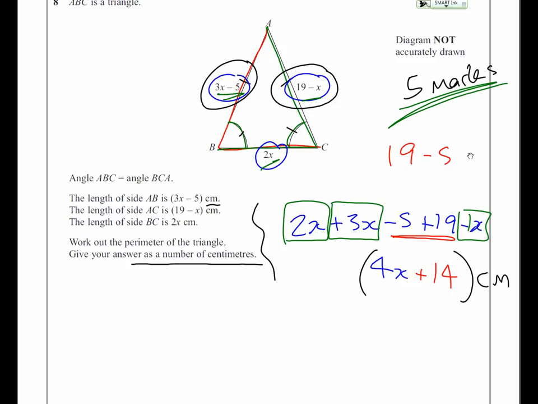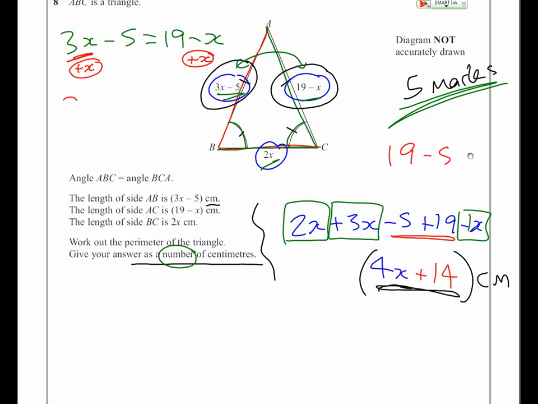So we want this as a number. And it does say, if I read it properly, as a number. Not in terms of algebra. So we know that these two are equal because it's an isosceles triangle. So 3x minus 5 equals 19 minus x. Let's solve this equation. We want the x's on this side because that's where there's more of them. So add x to both sides. The rest of it stays the same.